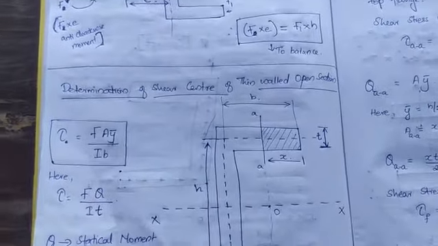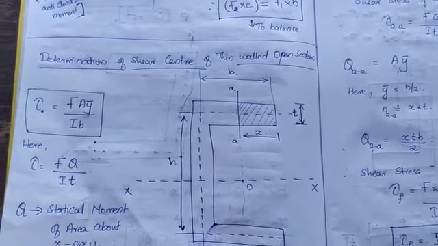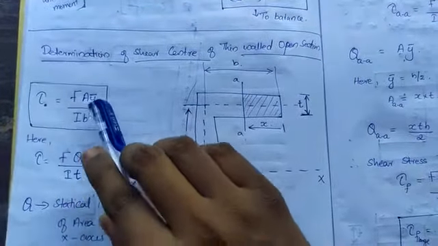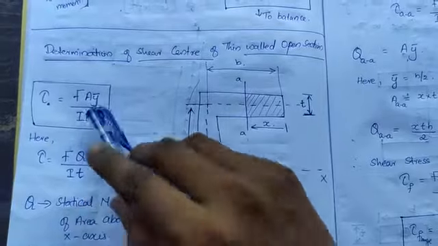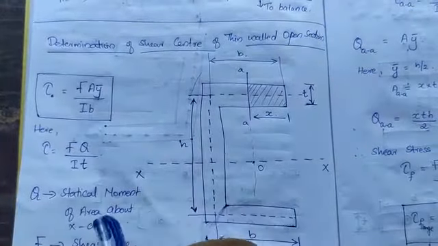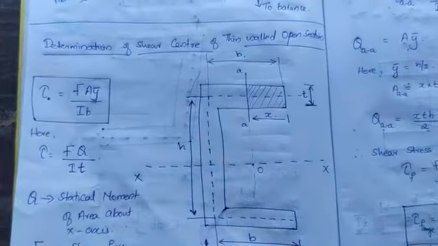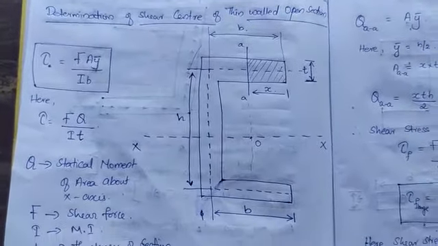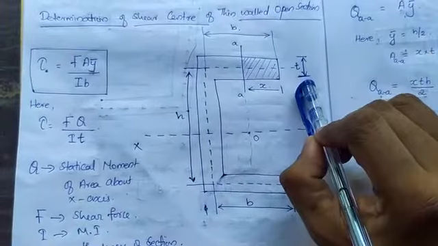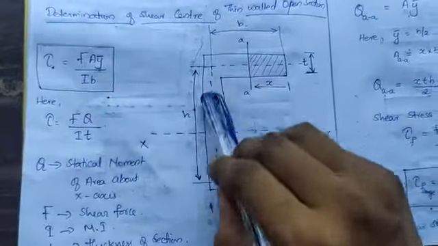Now, in mechanics of solids, you might have studied that the shear stress can be given as tau is equal to F A y bar by I b. This A y bar is called the statical moment of area about the x-axis, which can be represented as Q in some textbooks. So tau is F Q by I t, because b is nothing but here you are naming it as t. Thickness is t, and this is the breadth and this is the height.